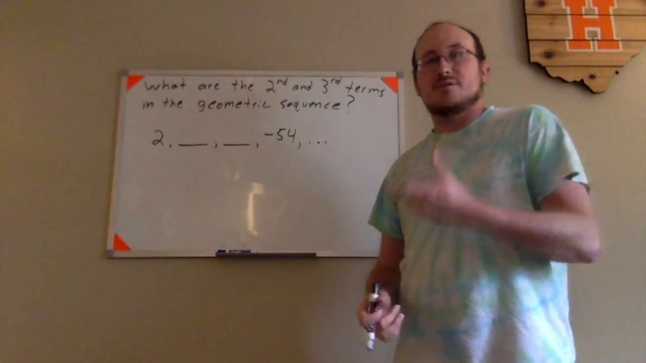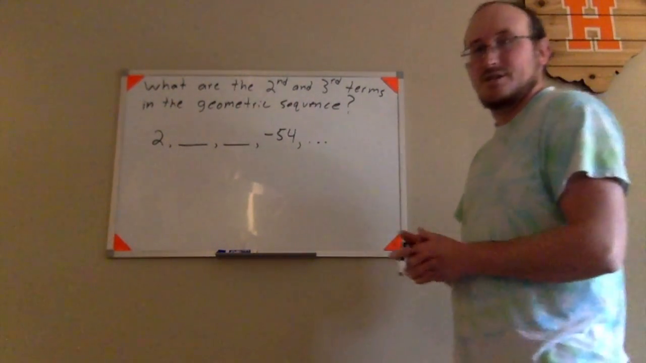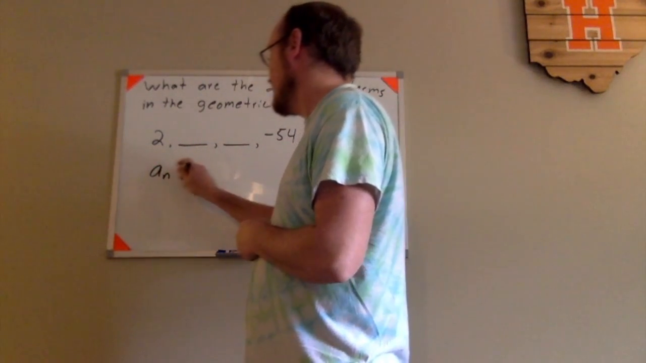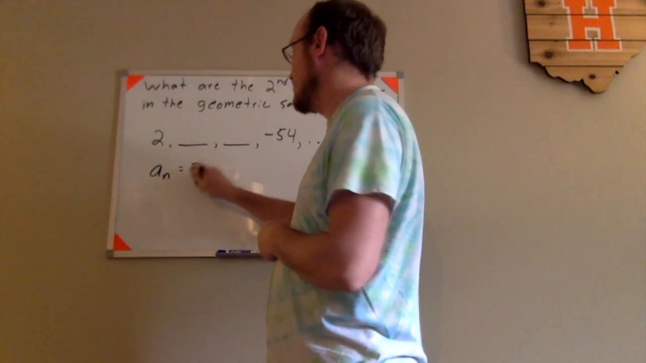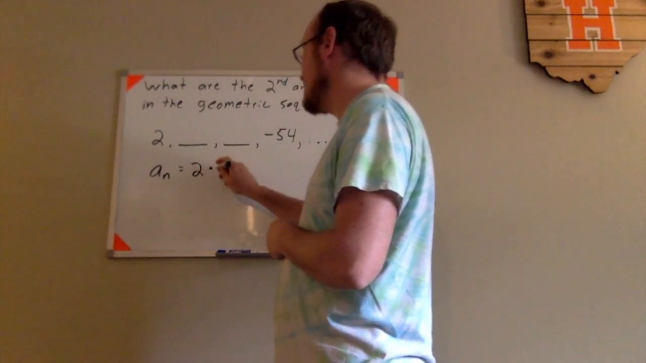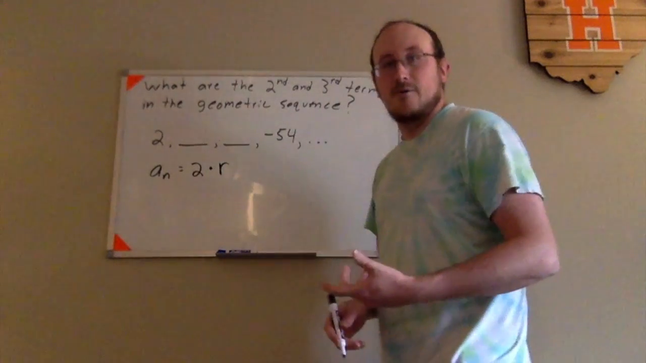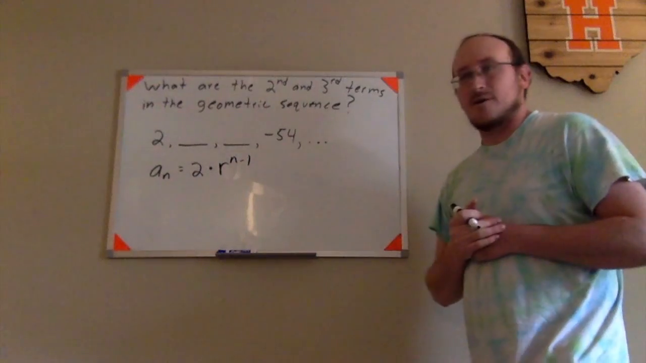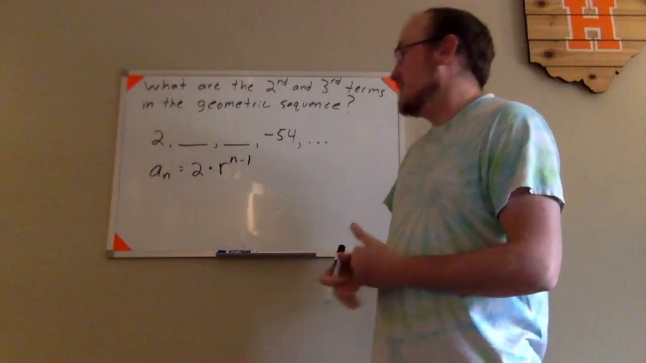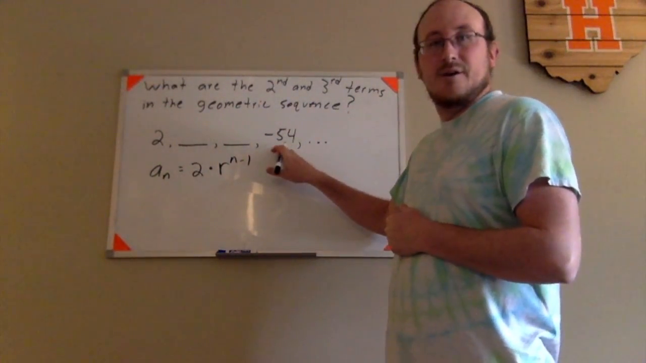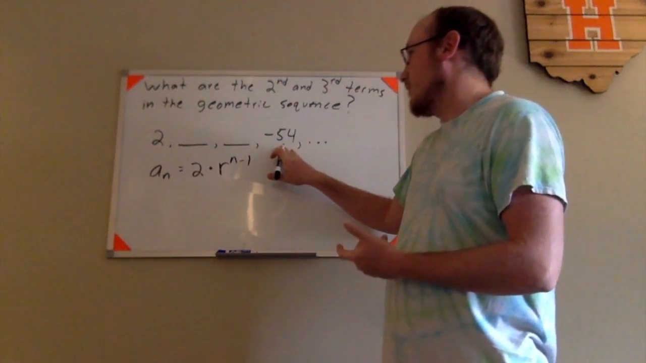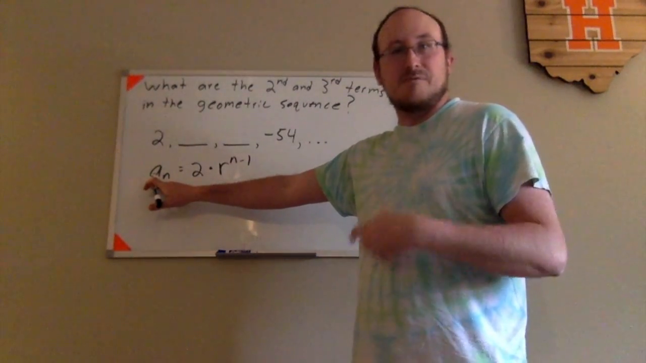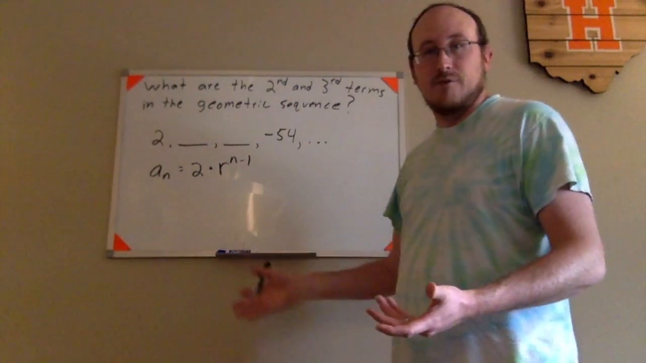So let's go ahead and try to use the explicit formula for this. If we tried to write an explicit formula for this, we would have a sub n is equal to a sub 1, which is 2, times the common ratio r, which I don't currently know, to the n minus 1 power. So there's what I have so far. What I can actually do is use this term here that I know, this negative 54 being the fourth term. I can plug in a sub n as negative 54, and n would be 4 that goes along with that, and I could solve for r.